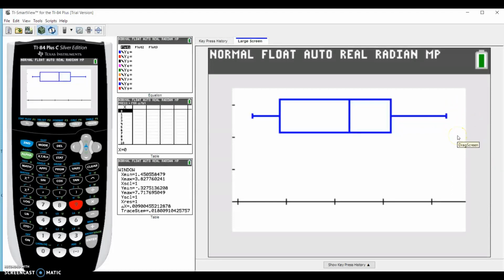the outside. Remember with your box and whisker plot that this middle line of the box is the median. This is the lower quartile, so that's the median of the first half of data. This is the third quartile, the median of the upper half of data. And then you have your minimum and your maximum value when there are no outliers.